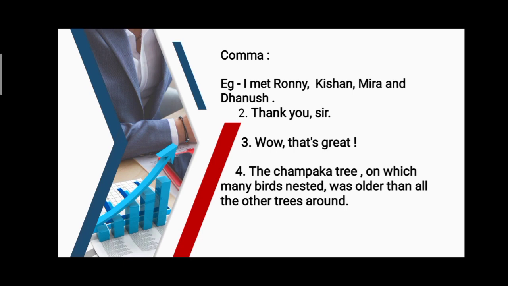So this is the main use of comma, which I am going to highlight through the fourth example. That is, we include extra information in a sentence by putting comma.